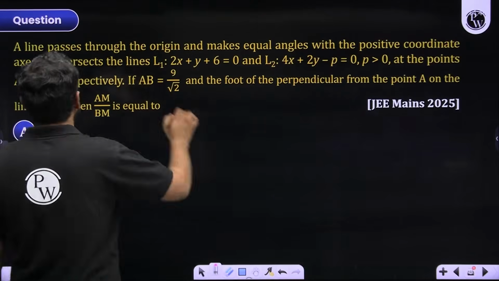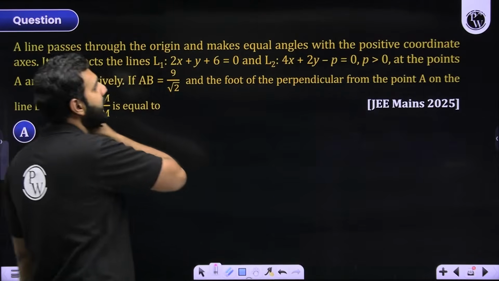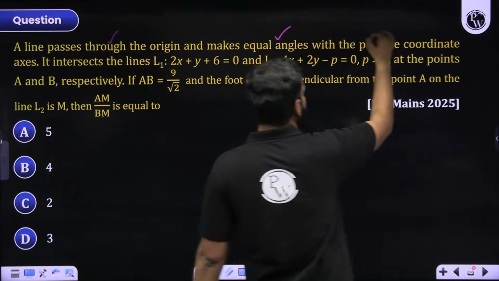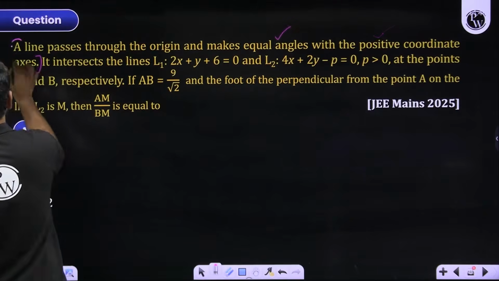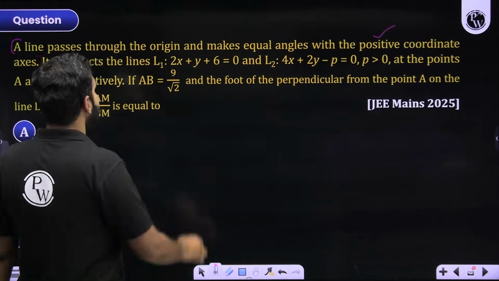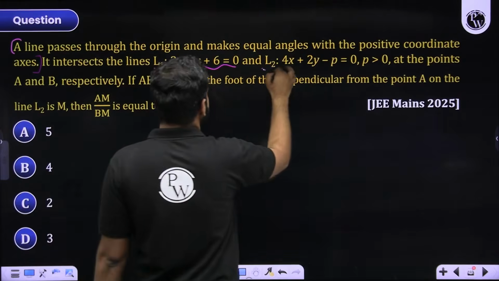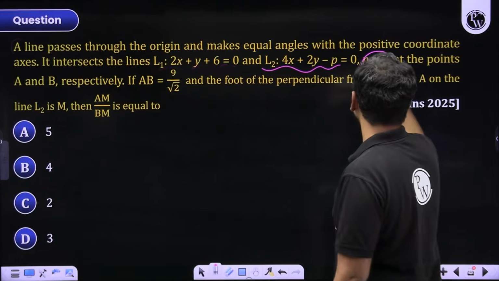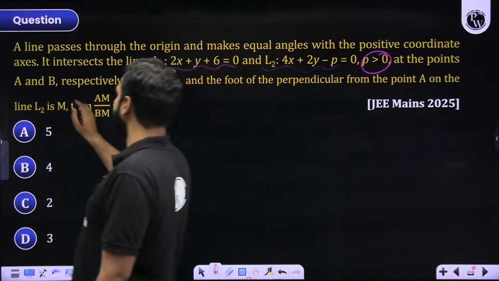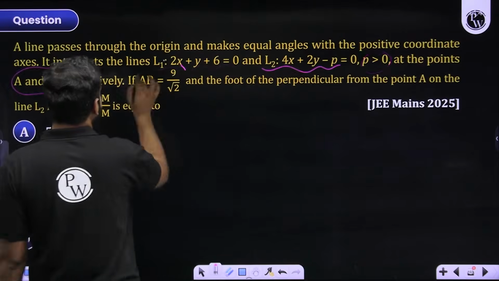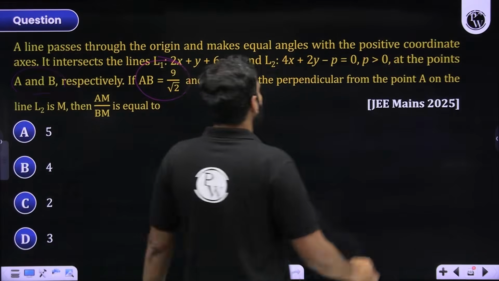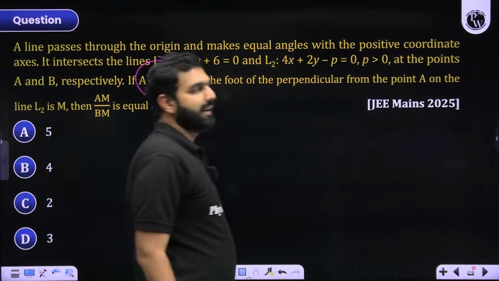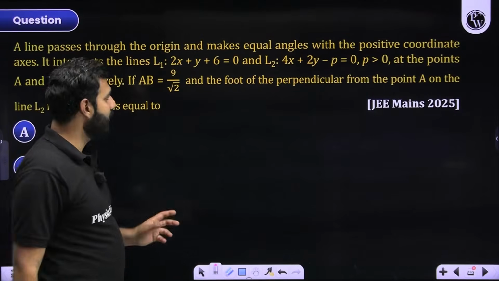It says a line passes through origin. Okay, great. And makes equal angles with the positive coordinate axis. Great. I think you are getting a lot of clarity by this particular part. Now, it intersects this line and this line, where P is positive, of course, at the points A and B respectively. And we are told that AB is 9 by root 2. Okay, that's great. I'll talk about the other part later, but let me now put my focus on some other things.